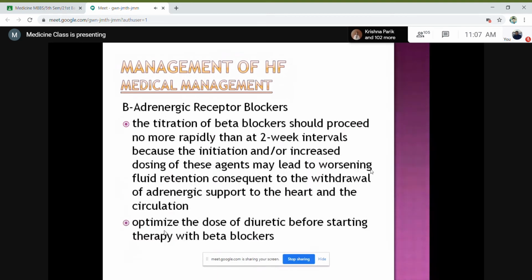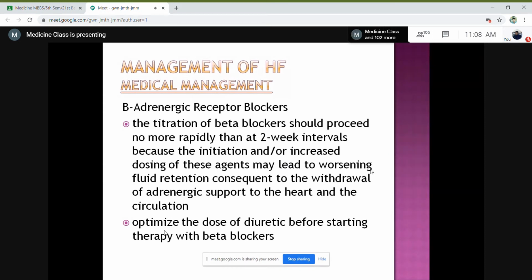Whenever we are giving beta blockers in a patient who has heart failure, we have to start the dose in very low doses, and intervals no shorter than 2 weeks should be kept in order to titrate the dose. Start with a very low dose and increase the dose only every 2 weeks, because initiation or increasing the dose may worsen fluid retention. It is generally a consequence of the withdrawal of adrenergic support to the heart and the circulation.